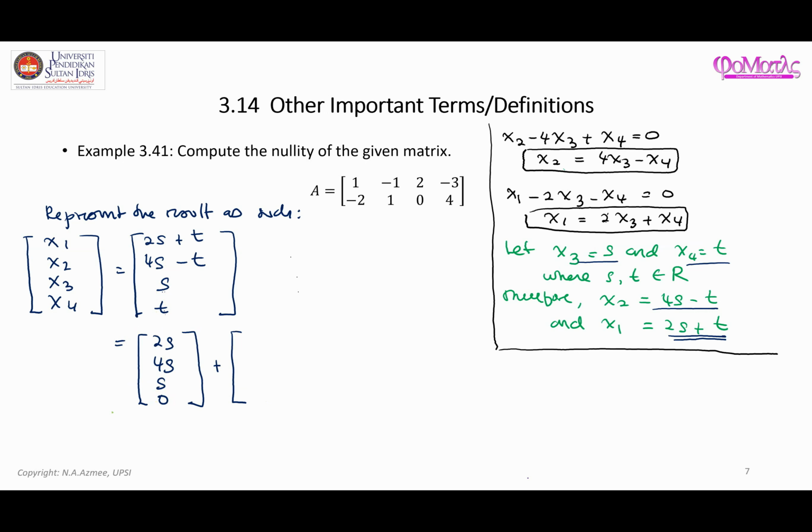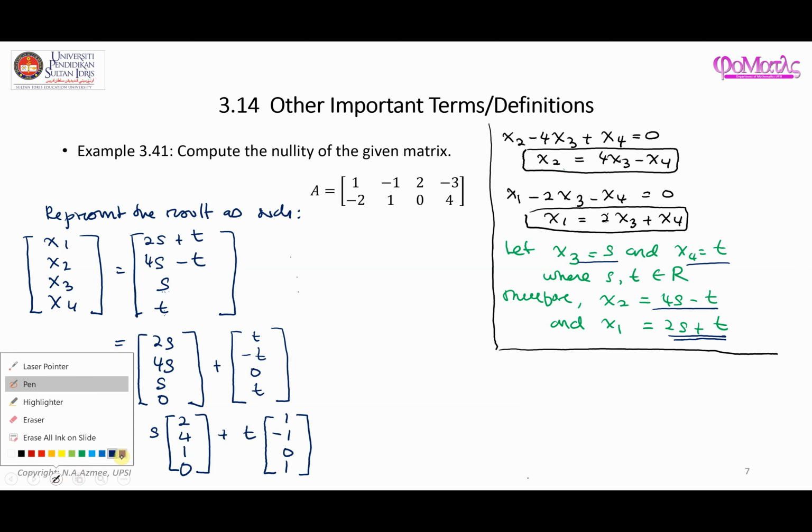This part here is just concentrated on t. For the first one we have t. Second here is negative t. No t, so t is 0. Got t, so that's it. Next, we can take out the alphabet so that we only have numbers in the bracket here. So we have s outside. Here we have 2, 4, 1, 0. And t can be taken out as well. So inside we have 1, negative 1, 0, 1.